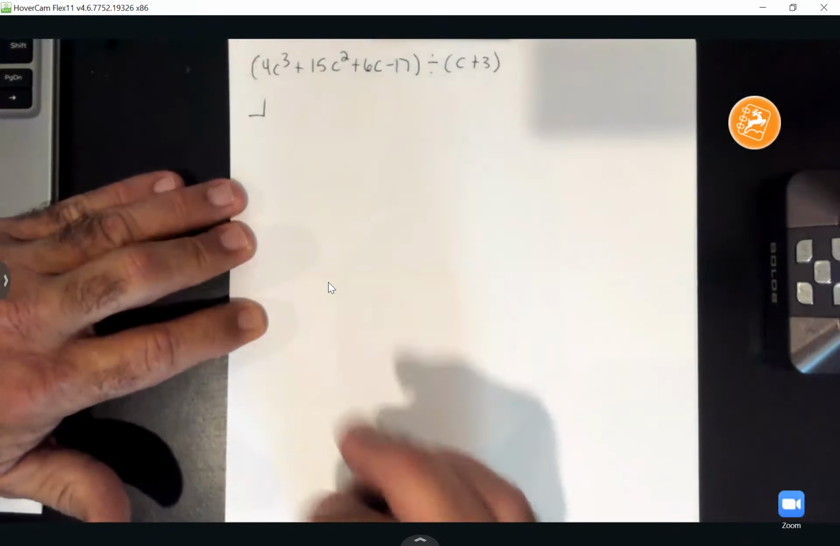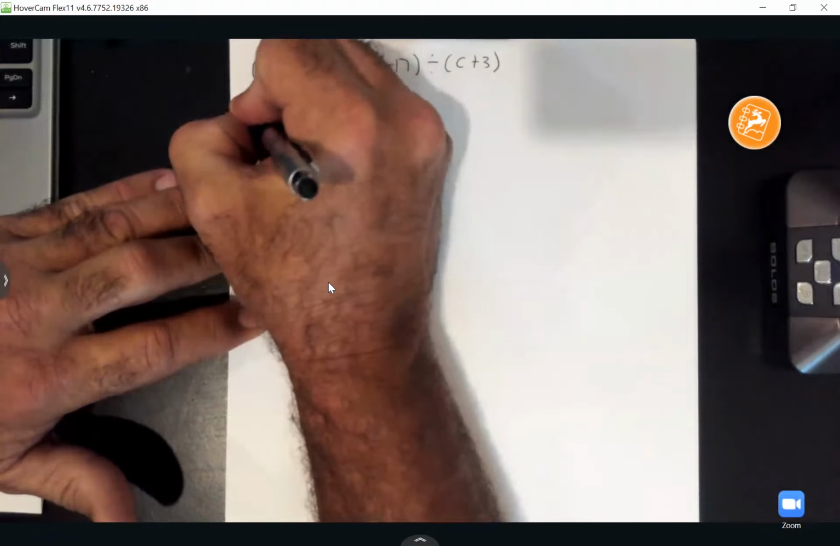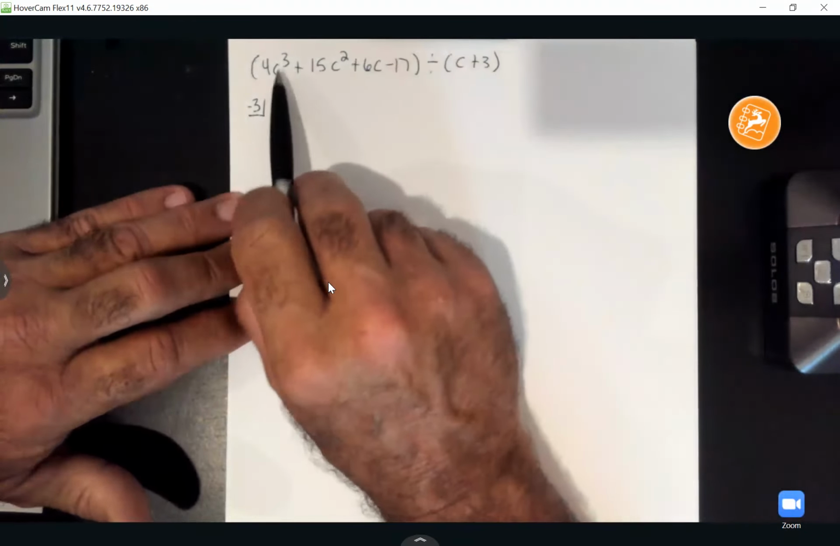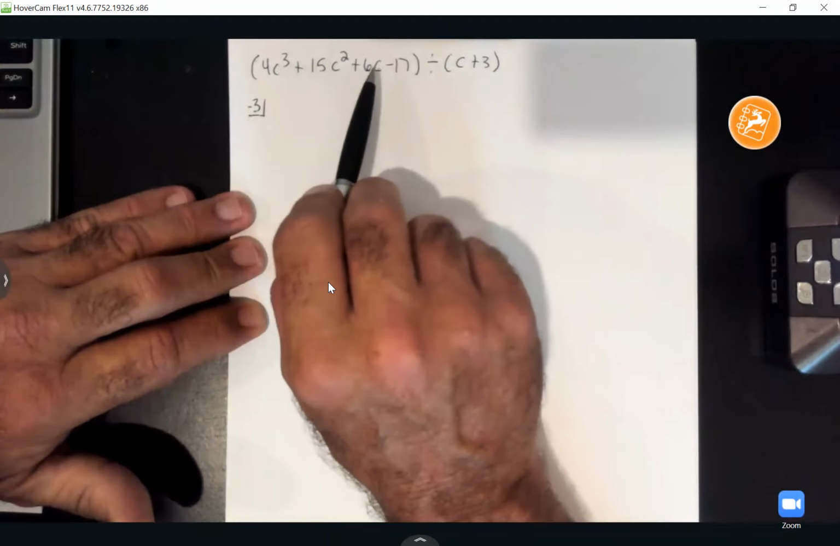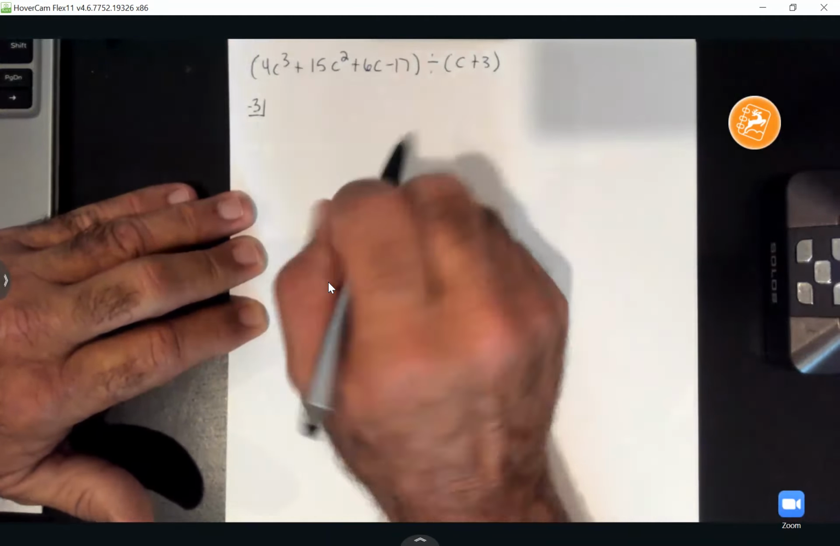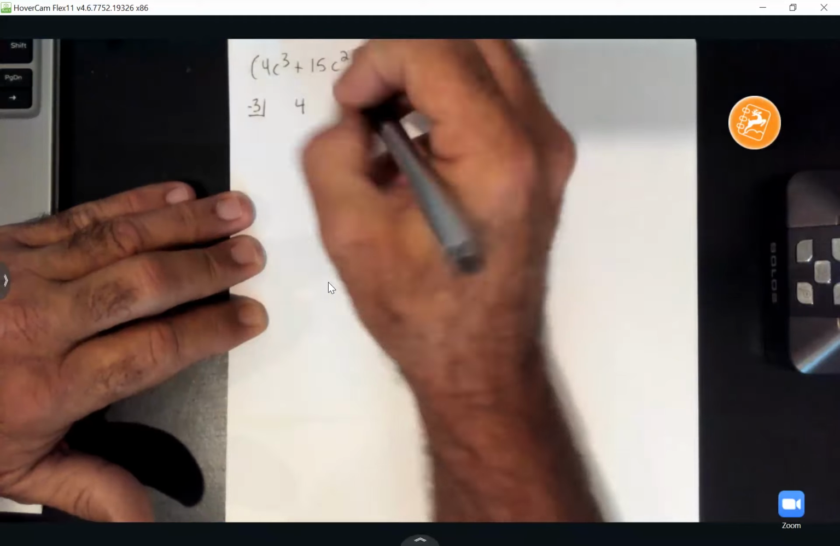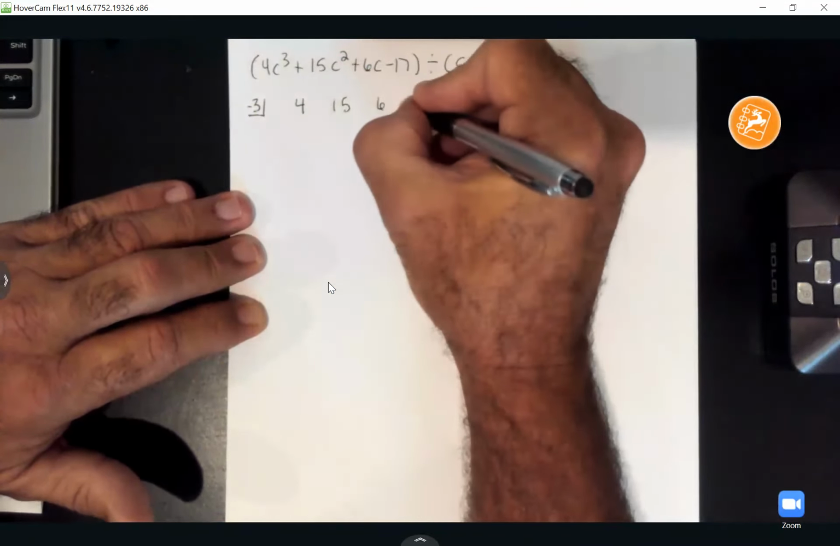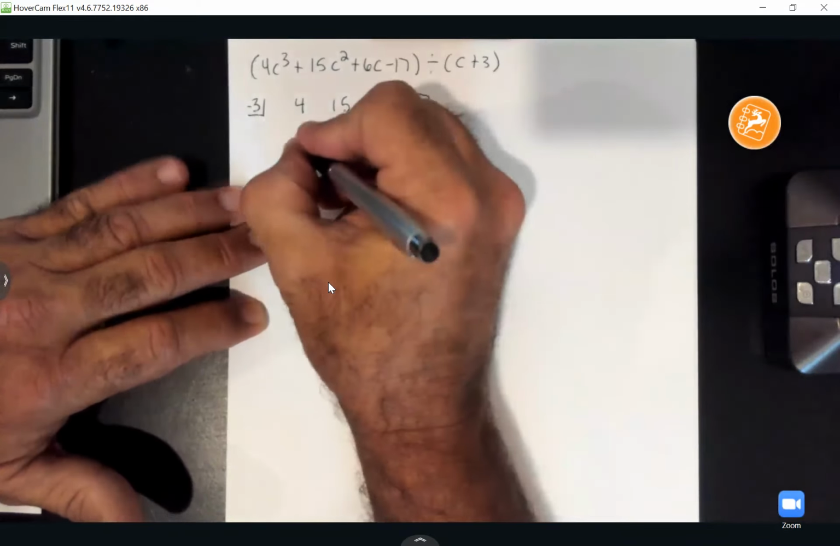Wouldn't it be negative 3? It'll be a negative 3. Good job. Opposite from that factor, okay? All right, y'all, let's see. We got our C third, C squared, C, and our number. So nothing's missing. So we got a 4, 15, 6, and a negative 17.